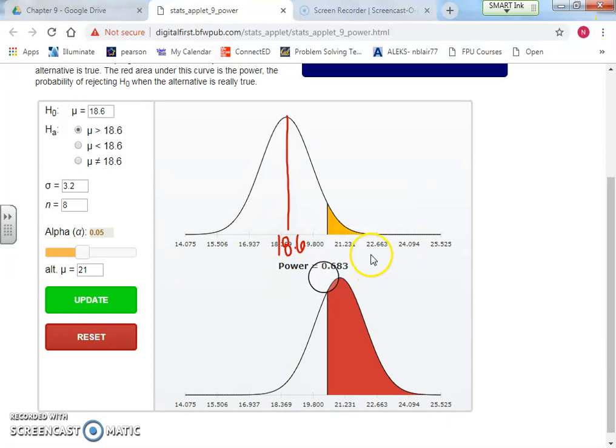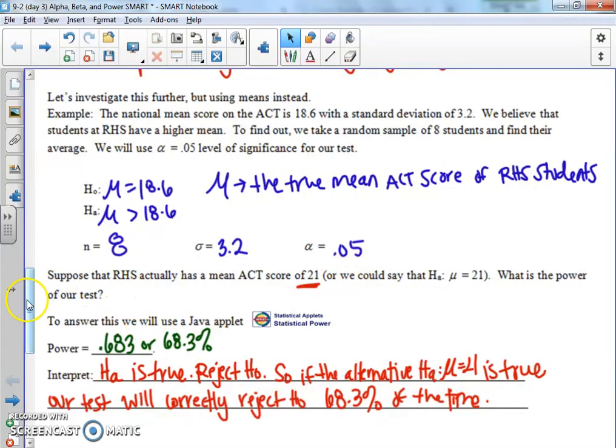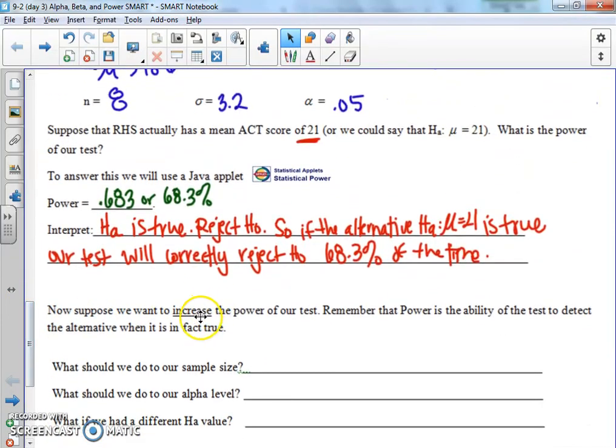So this is what we want to investigate next, what types of things could we do to increase the power, because we want high power. So let's go back to the notes. And this is where it says, suppose we want to increase the power of the test. Remember that the power is the ability to detect the alternative when it is in fact true, or in other words, the probability of rejecting the null correctly.